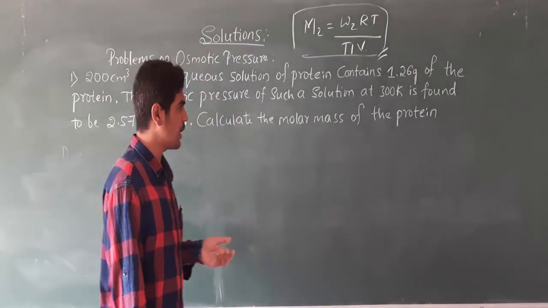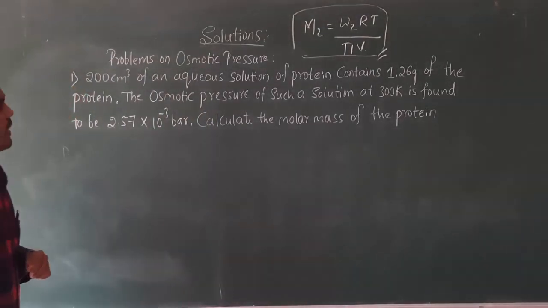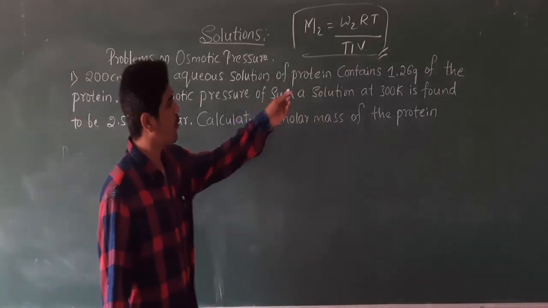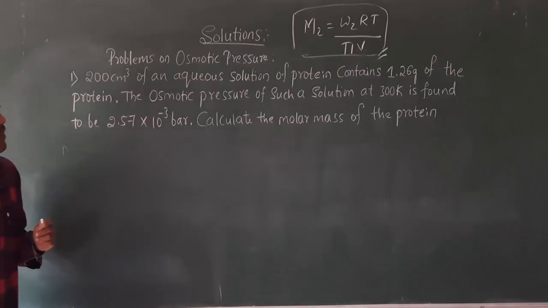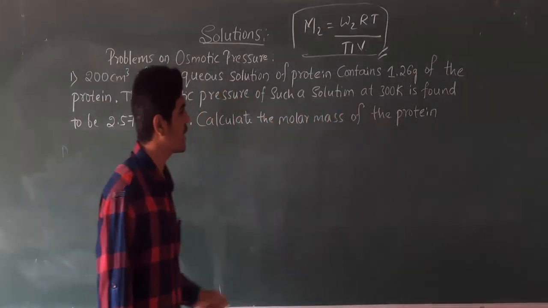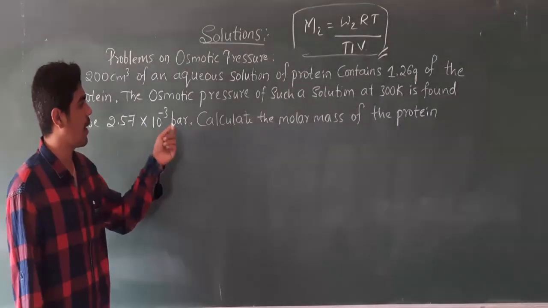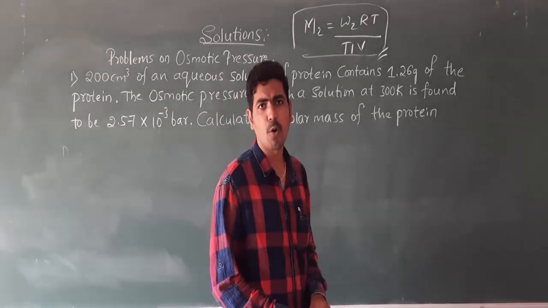One example: 200 cm cube of an aqueous solution of protein contains 1.26 gram of the protein. The osmotic pressure of such a solution at 300 Kelvin is found to be 2.57 into 10 raised to minus 3 bar. Calculate the molar mass of the protein.